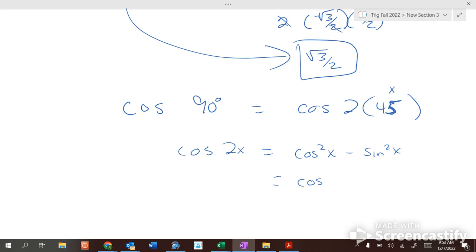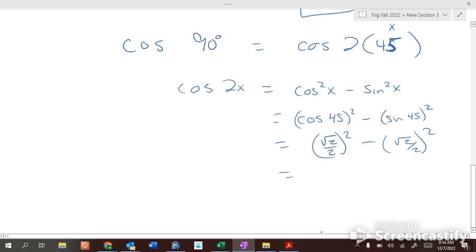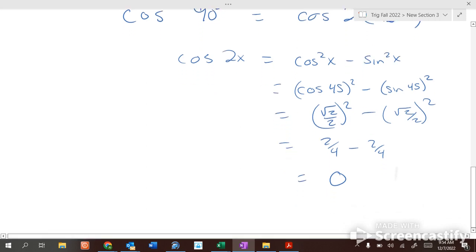So the cosine of 45, we're going to square that. And the sine of 45, and we're going to square that. Well, it's square root 2 over 2, and we're going to square that, minus square root 2 over 2, and we're going to square that, which is 2/4 minus 2/4, which is what? 0. Is the cosine of 90 0? Yep, it's like proving that, you can get the right answer. Okay? Let's do a couple more.